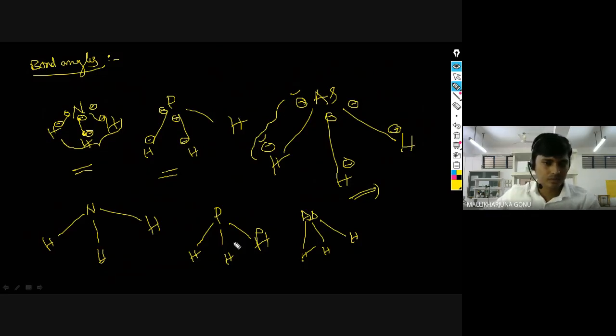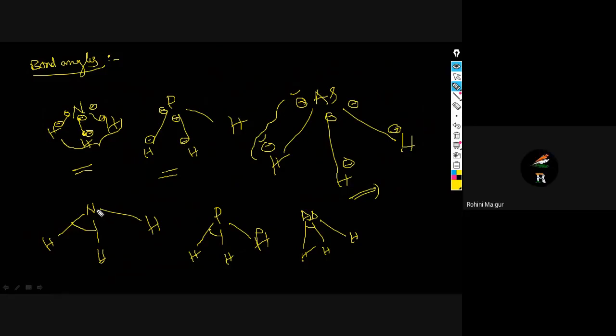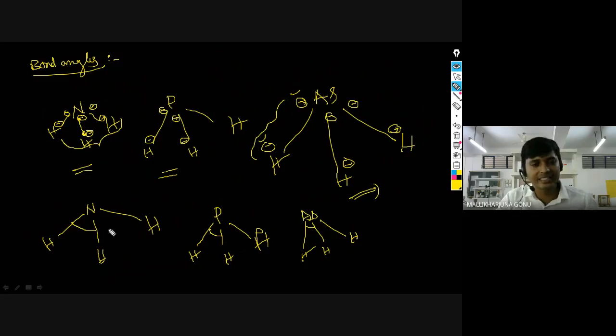Bond angles. Which one has the larger bond angle? So this is only the bond angle. Aishwarya, can you tell me which one has the larger bond angle? NH3. NH3 has the larger bond angle because repulsions are more here.